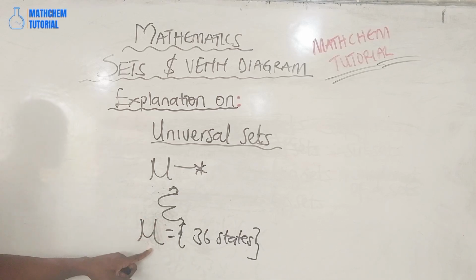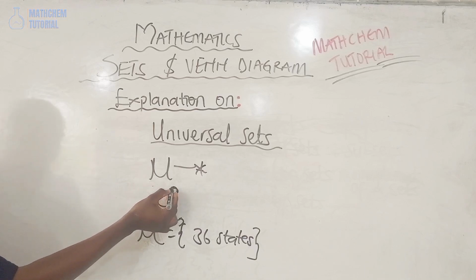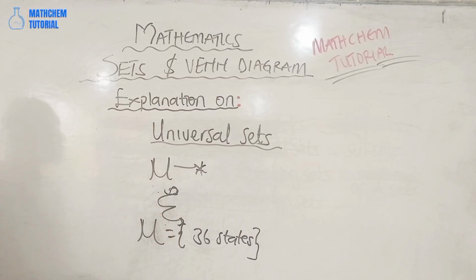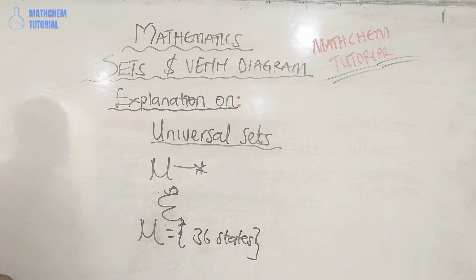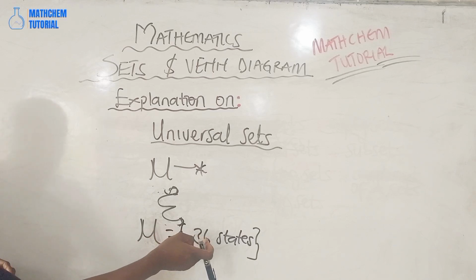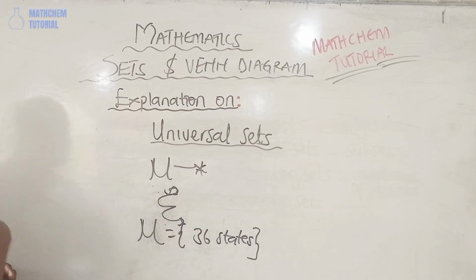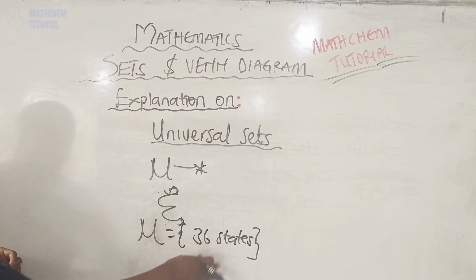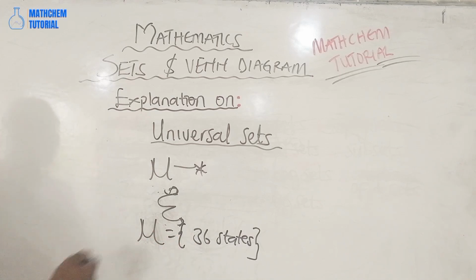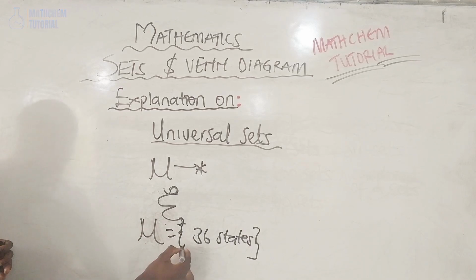Wherever you see this symbol, or something like this where they curve it somehow, we say this is a universal set. It comprises all elements of that particular set. Like this symbol, the universal set gives us all the 36 states in the country, in Nigeria. So in the 36 states in Nigeria, you can have your Abuja, FCT, Kano, and all the other states. So that's the universal set.